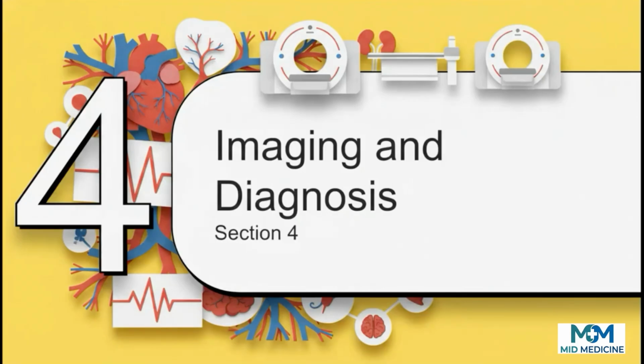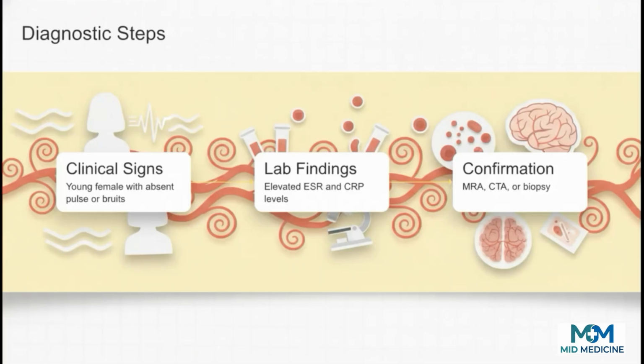Which brings us to Section 4. Imaging and Diagnosis. Given how wildly complex and varied the presentation can be across all those different organ systems, we need some really definitive tools to lock in our diagnosis. It all starts with building the clinical picture.